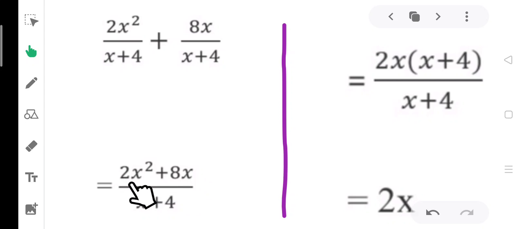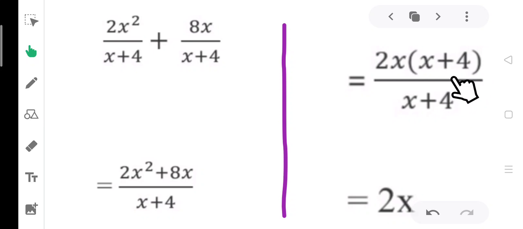Then we are going to factor this because there is still a common factor in 2x squared plus 8x. So we have 2x times the quantity of x plus 4. Now where is this coming from? We have 2x squared divided by 2x, that is x. Then 8x divided by 2x, that is positive 4.